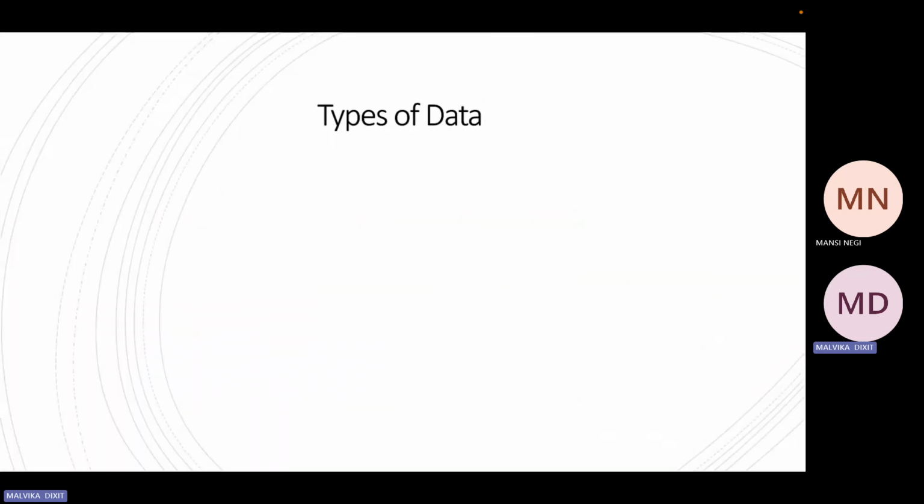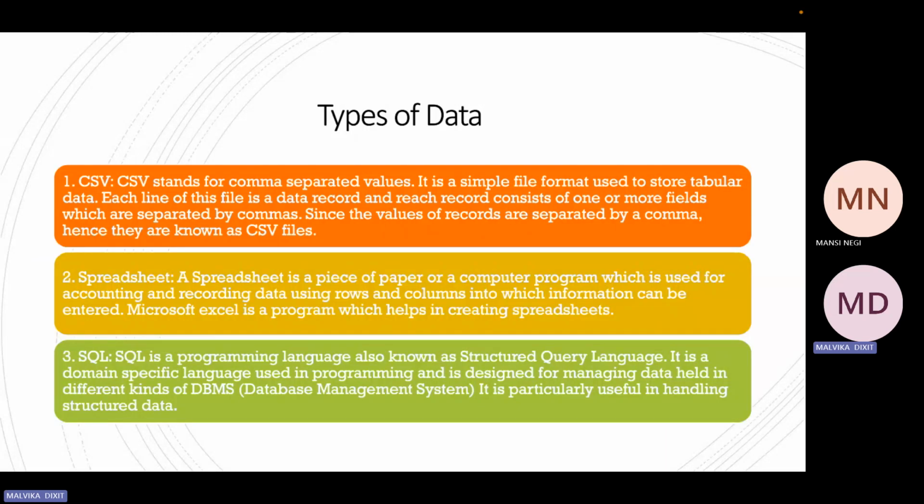Next is what are the types of data involved. Basically the data that you will find through online and offline mediums can be of any of these types. The data set can be of CSV format, spreadsheet format, or SQL format. CSV is the most common nowadays. Why? Because it is very easy to interpret, right? CSV stands for comma separated values. It is a simple file format used to store tabular data. One thing to remember, whether we are using these three or any other type of data, right?